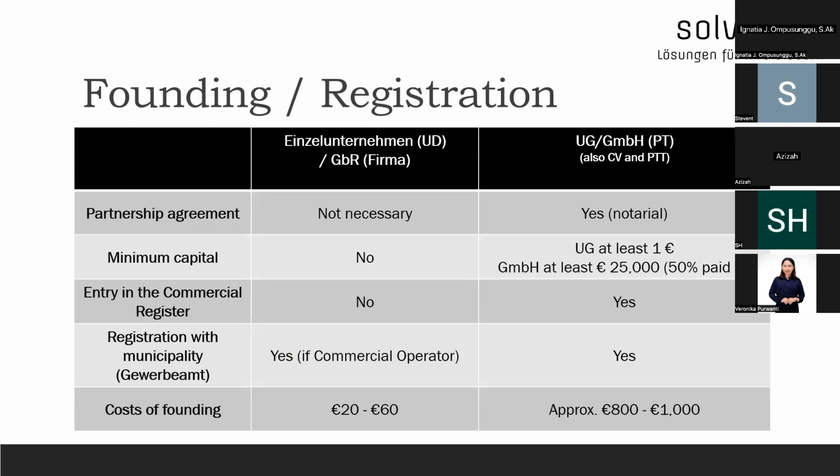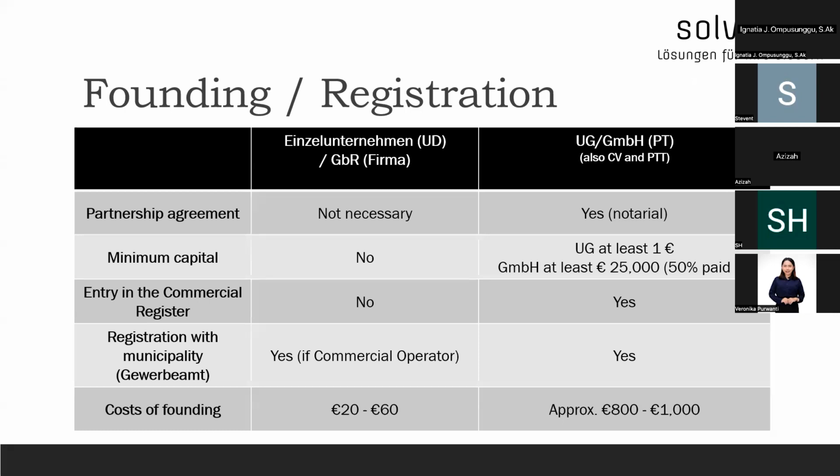I focused, like I told you, on the Einzelunternehmen and the GbR, the Firma, and the GmbH, the PT. So as you can see, those are the steps you need to know if you want to open these kinds of businesses. The partnership agreement is still important if you have a GmbH, because it's a notarial process and they need to prepare a contract for you as well.